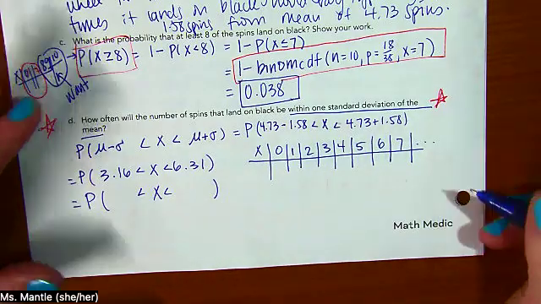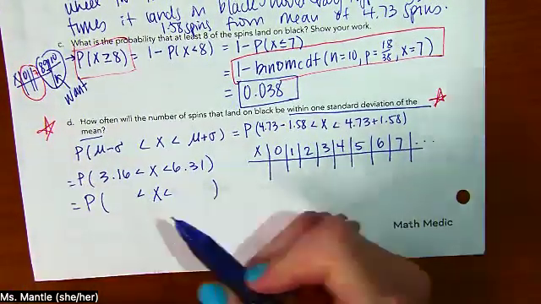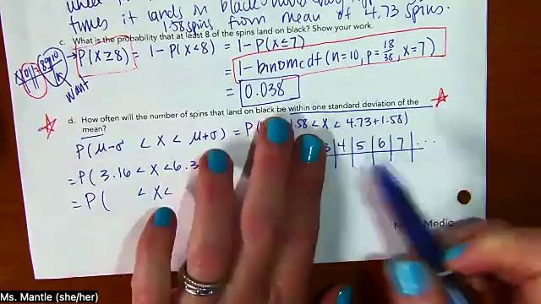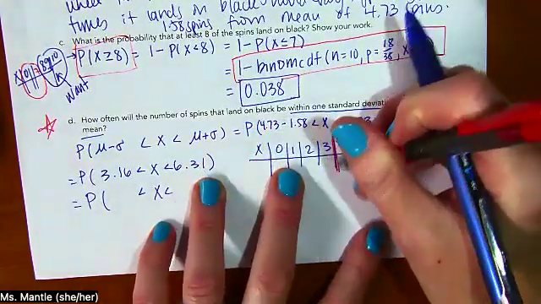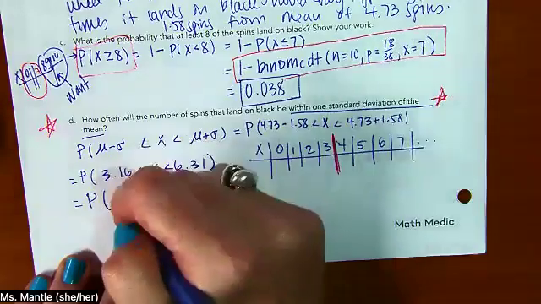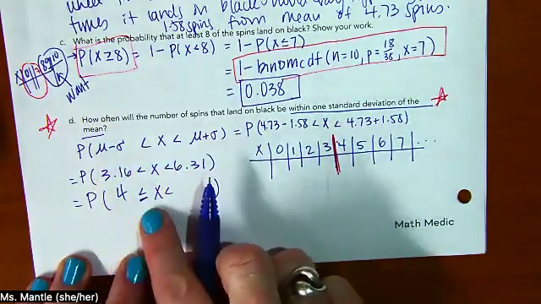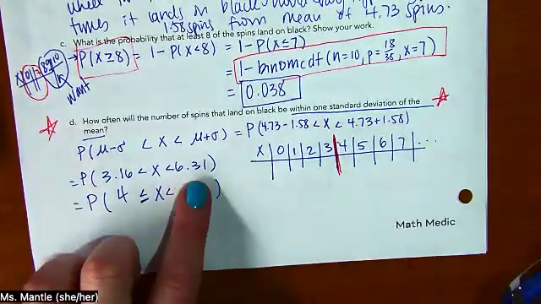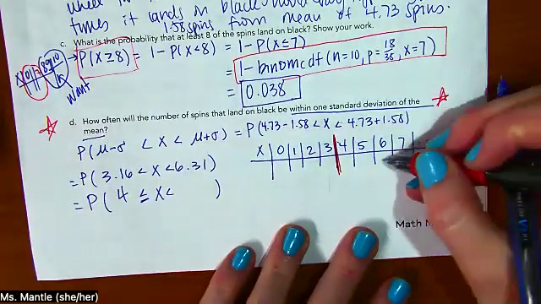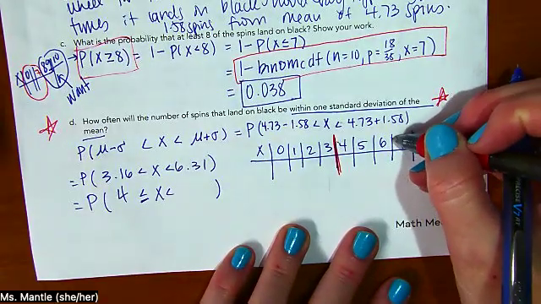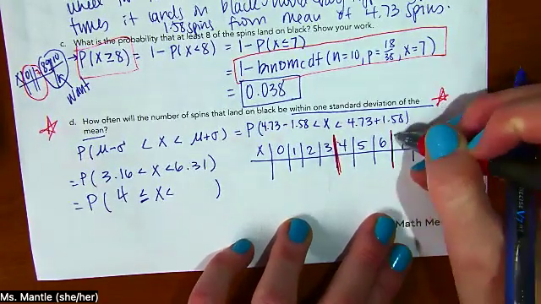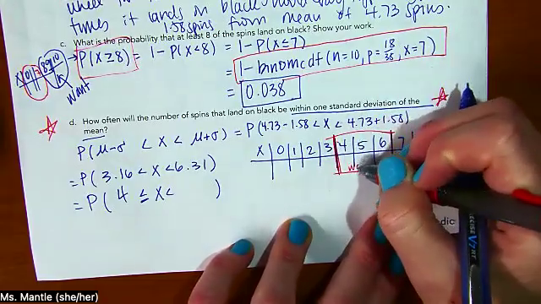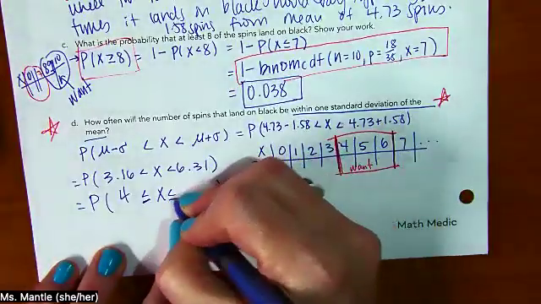Okay, so in terms of an inequality here, I want to be greater than 3.16. Well, greater than 3.16 is going to be 4, and I changed the inequality here because I'm including 4. And then less than 6.31. Well, 6.31 we round to 6, right? Because 6.31 is somewhere between 6 and 7, so I'm going to round down to 6. This is what we want: less than or equal to 6.